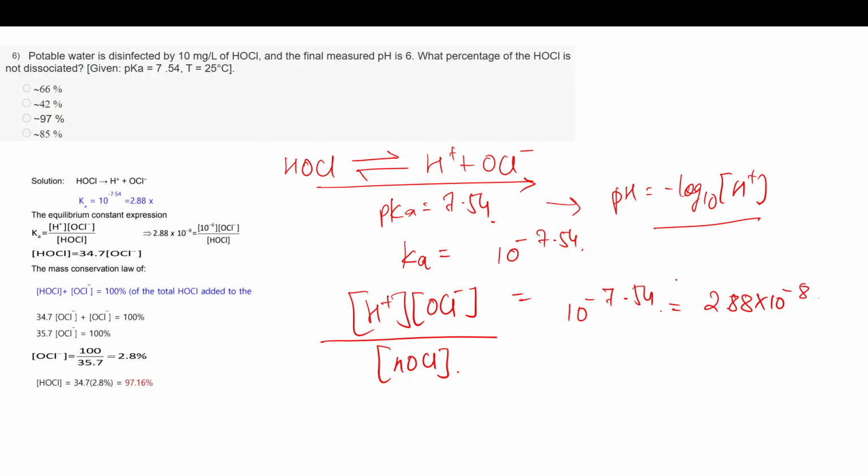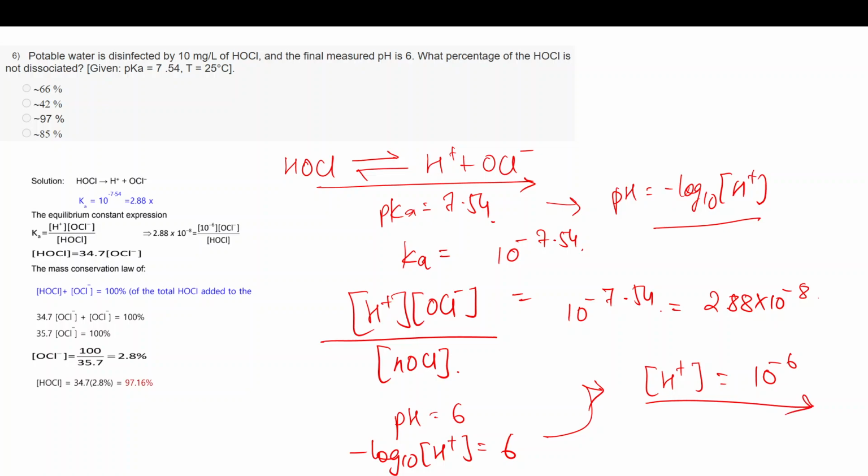So again I have written this formula here. pH is 6, which means minus log to the base 10 of the H plus concentration is 6. From this you can derive the H plus concentration, which will be 10 to the power minus 6. So how is it 10 to the power minus 6? This minus goes here, and if you want to remove log, you need to take the anti-log, and here it will be 10 raised to whatever the number is, right? So this is the H plus concentration.